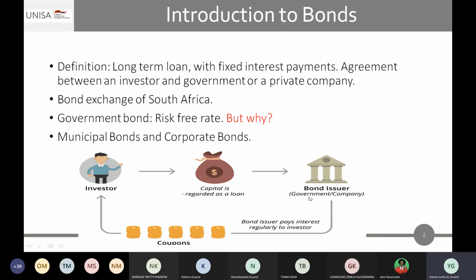The investor takes out money from his bank account and gives the lump sum to the bond issuer, because we're going to talk about the bond issuer all the time, and I don't want you to get confused. And then the bond issuer pays interest for borrowing this money in the form of coupons back to the investor. And at the end of the term, he pays all the capital back to the investor as well, right?